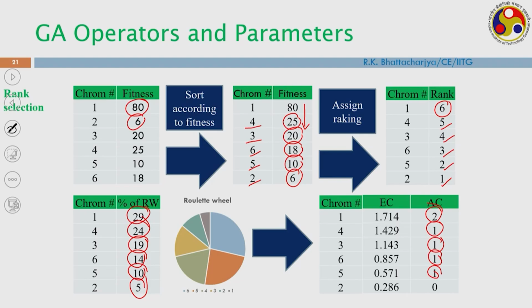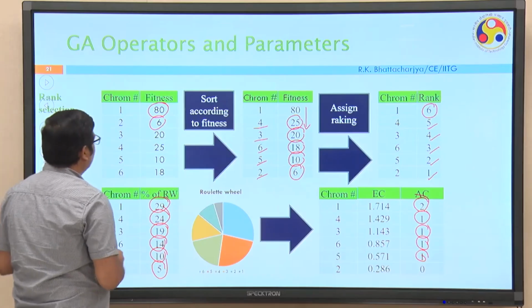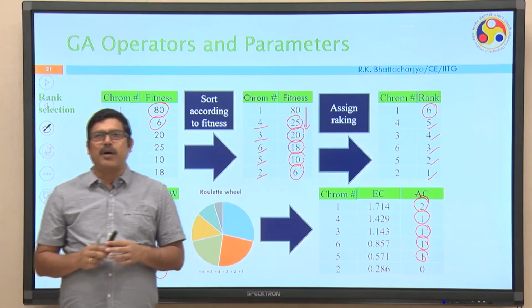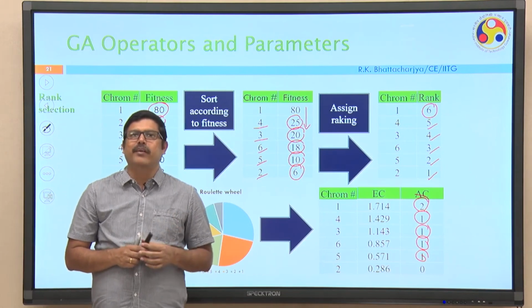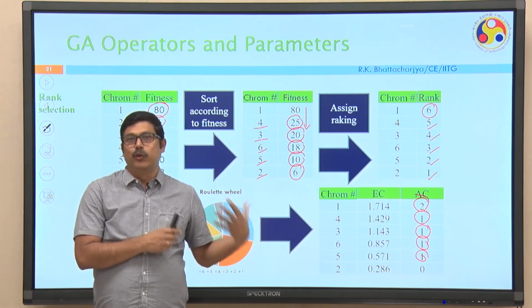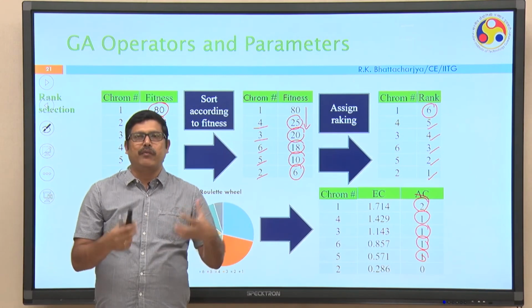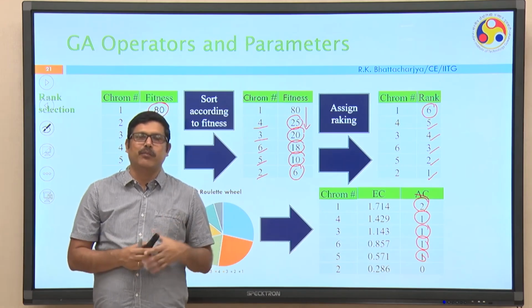So, using rank selection, I can avoid that type of situation, and certainly this is a better method than the normal proportionate selection. This is one of the methods for implementing the selection operator. There are some other methods, which I am not discussing here. You can use one of them, or you can have your own selection operator.